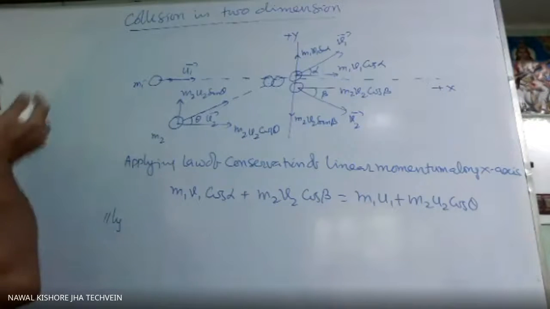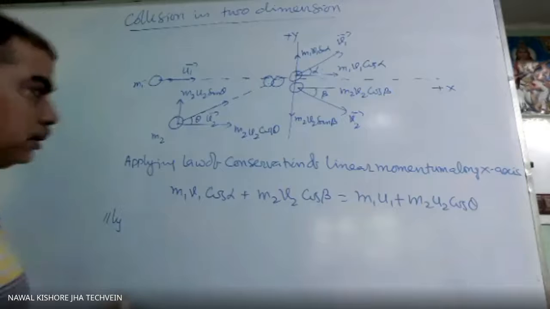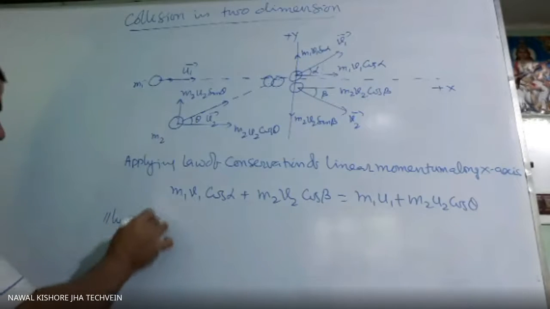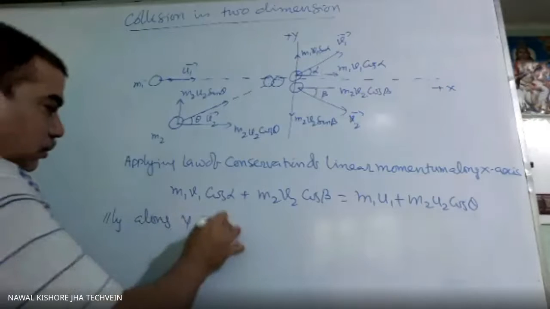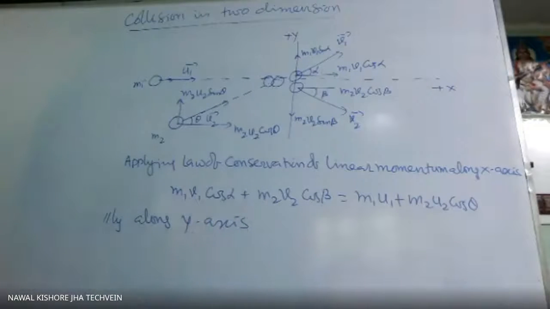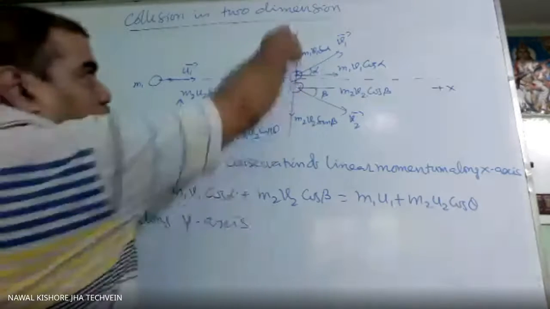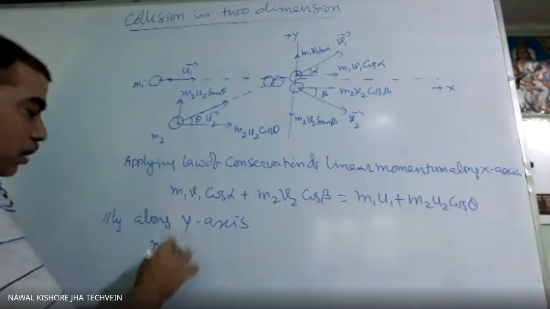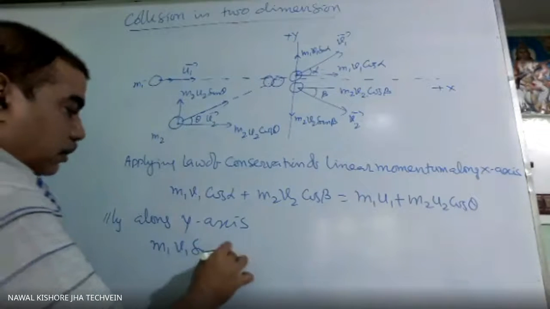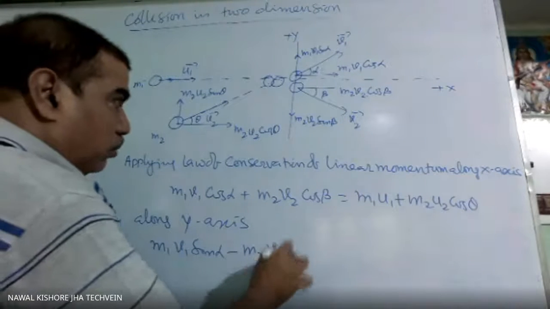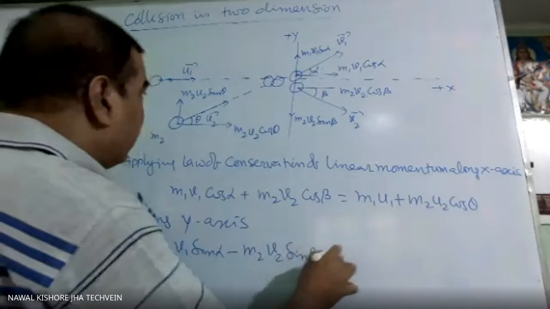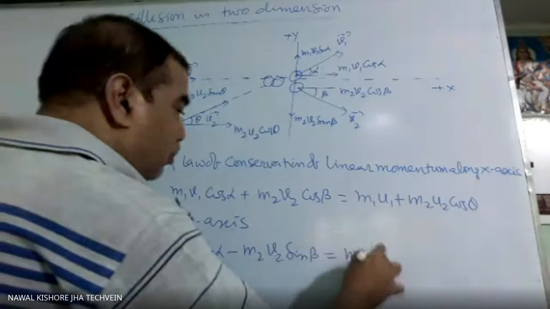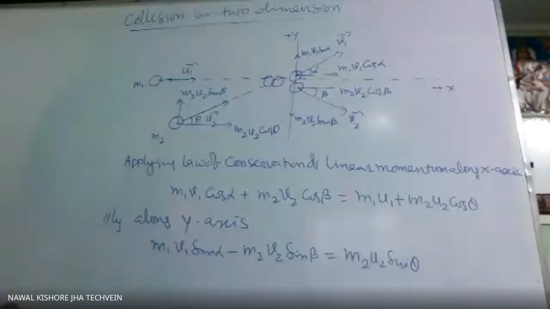Similarly, if we apply it along the y-axis, this is your positive y, this is negative y. So we will get M1 V1 sin alpha minus M2 V2 sin beta must be equal to M2 U2 sin theta, because this one is 0. It is moving along the x-axis, so its y component is 0.